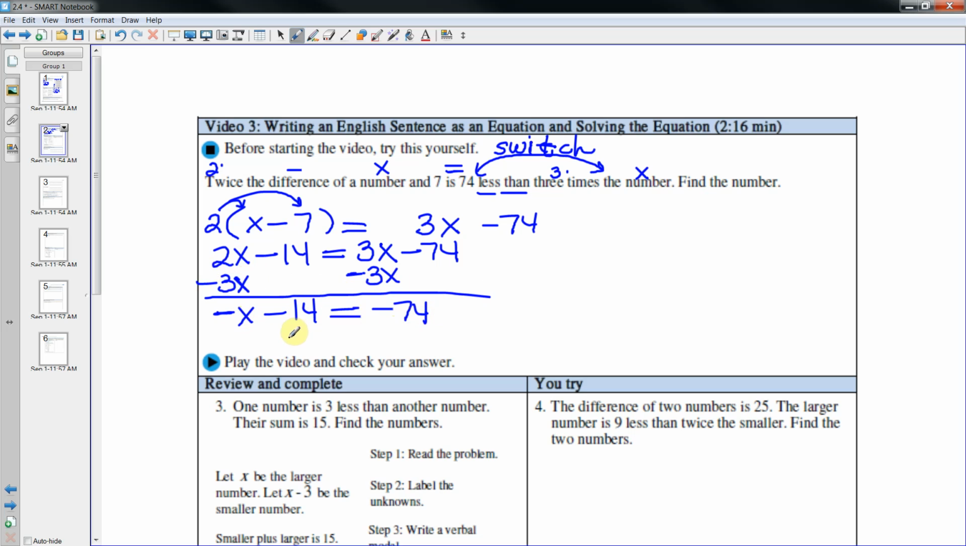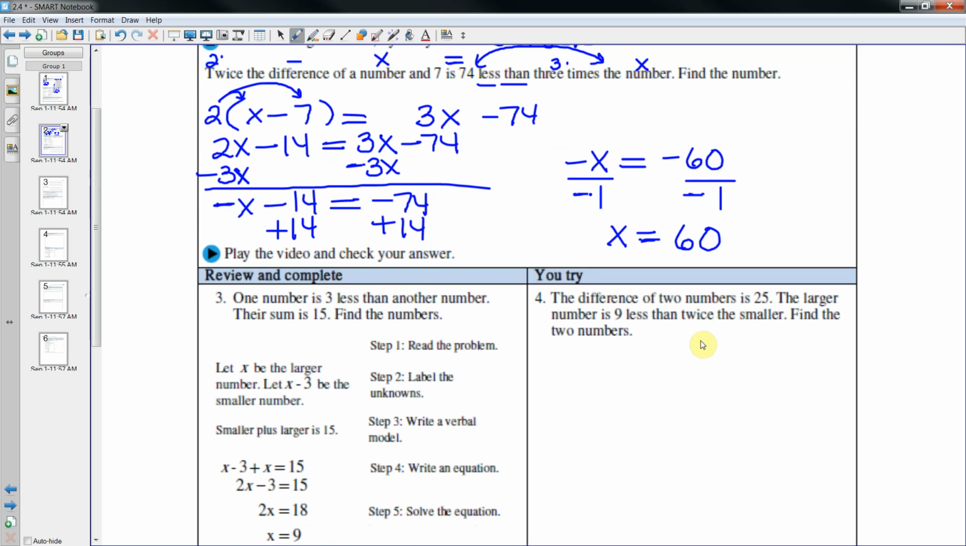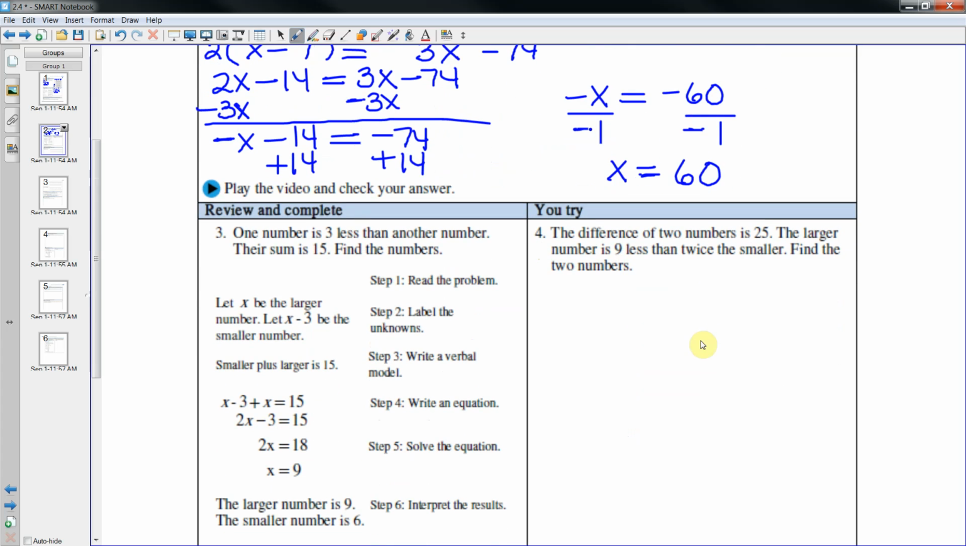end. I need to get rid of the negative 14, so I'm going to do the opposite. I'm going to add 14. So then negative x equals negative 74 plus 14, which is negative 60. Divide both sides by negative 1. So x equals positive 60, because those negatives would cancel each other out. Alright, so that one's one where you had to clear the parentheses.